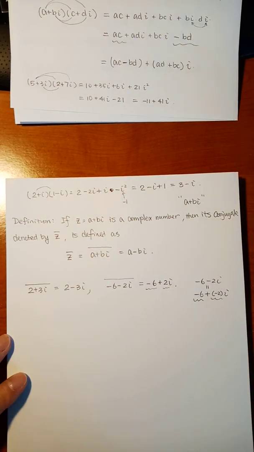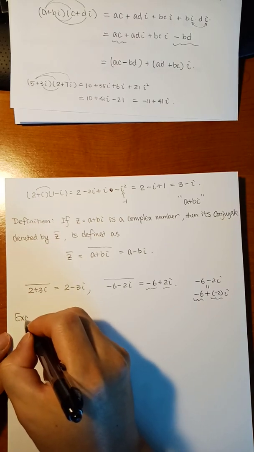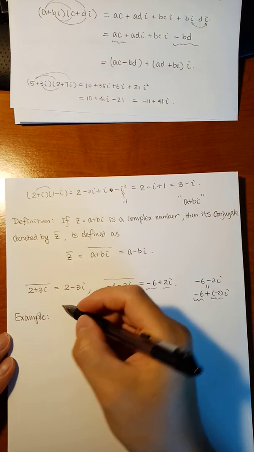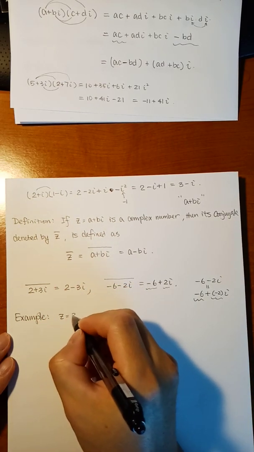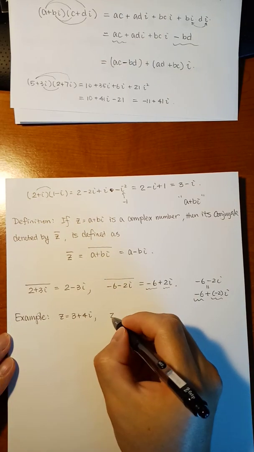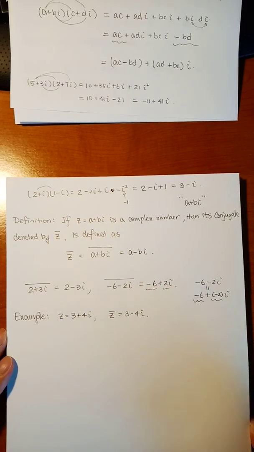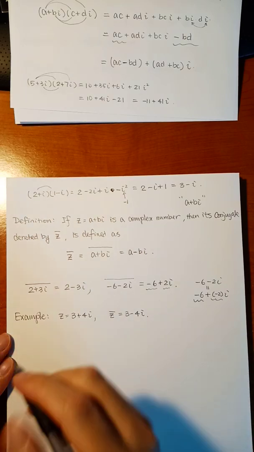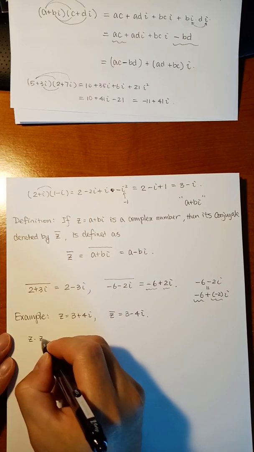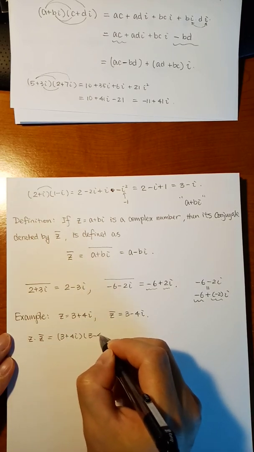Well, let's see what is a property of this conjugation. Why are we interested in this? Let's assume we have z equal to 3 plus 4i. Then z bar is 3 minus 4i. One is a plus, one is minus. Now let's do the product, z times z bar: 3 plus 4i times 3 minus 4i.